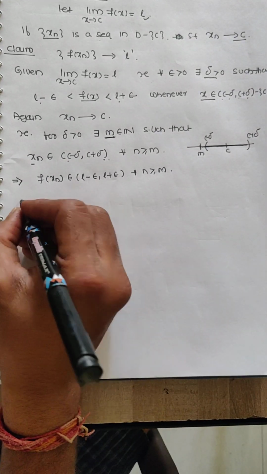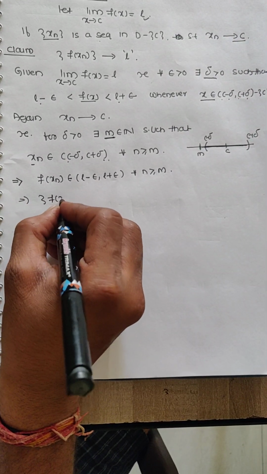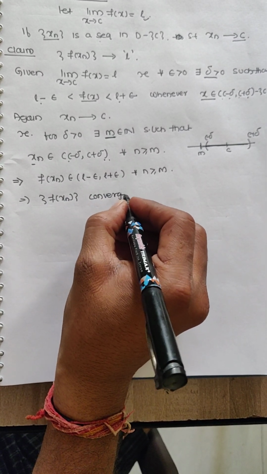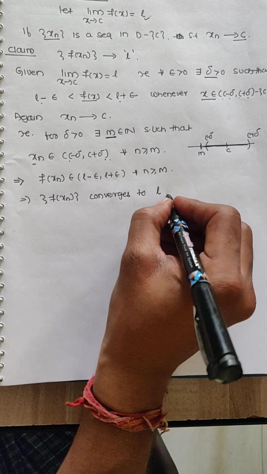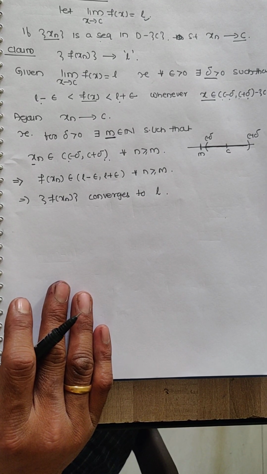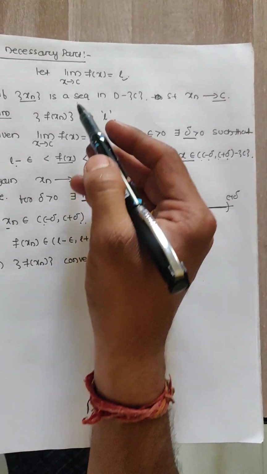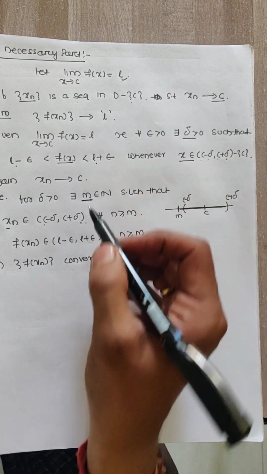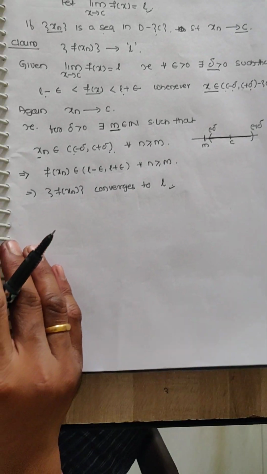That says that the sequence f of xn converges to L. So we have shown that if the limit exists and we have a sequence xn converging to C, then the image sequence converges to L.